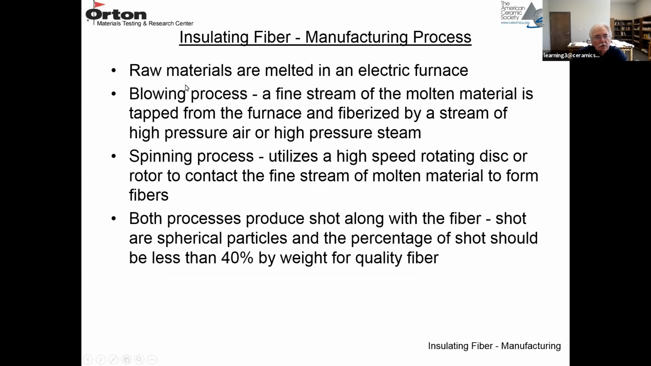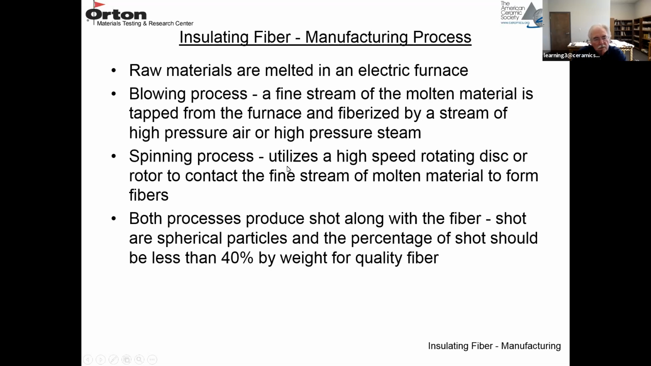So the raw materials, whatever you're using for whatever composition, are melted in an electric arc furnace. And there are 2 processes for making fibers. There's a blowing process where a fine stream of molten material is tapped from the furnace, and then it's fiberized by a stream of high pressure air or high pressure steam. So this molten stream that's tapped from the furnace is subjected to a high air or steam pressure.